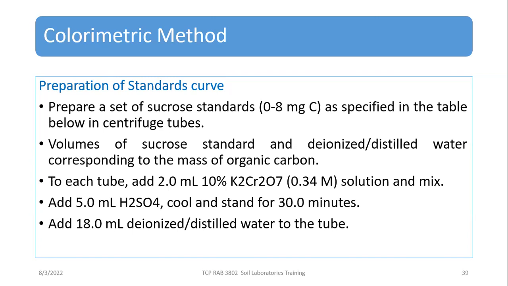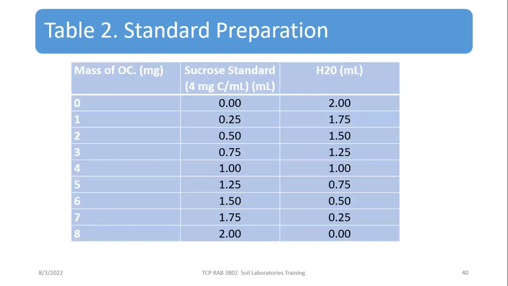Add 18 ml of deionized water to the tube. Then you will have the standard preparation. In this preparation, you have the mass of organic carbon from sucrose standard, and the quantity of water at the end. The total from standard and water should be 2 ml.